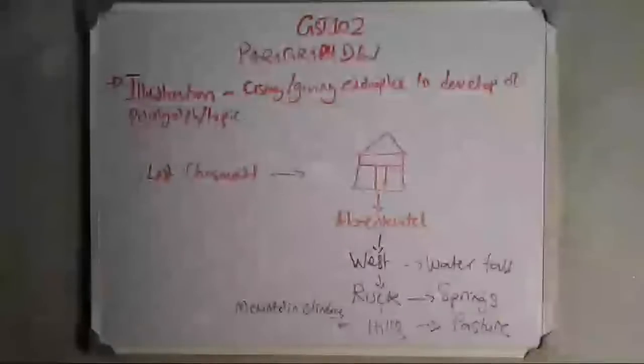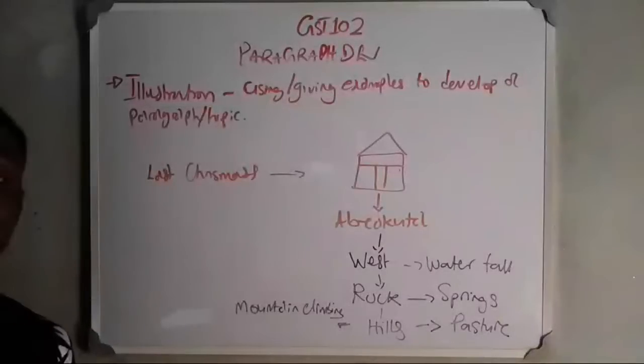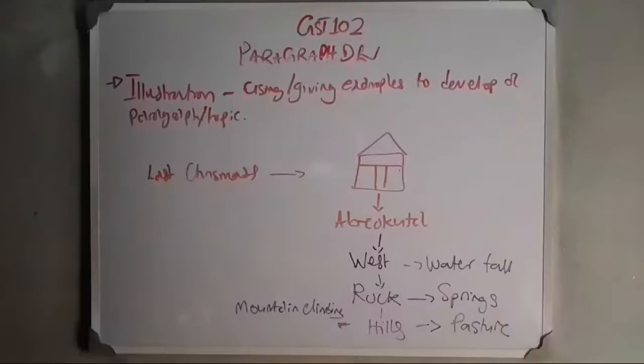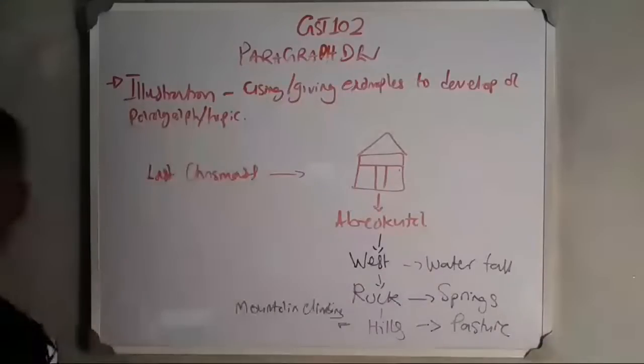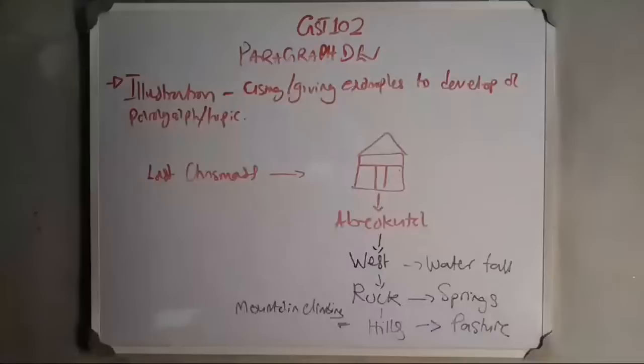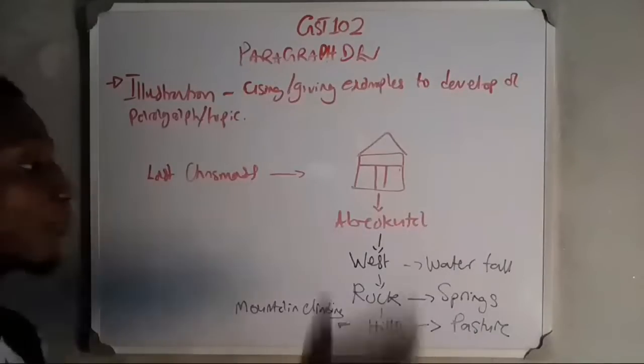Now, it is also said here that when a writer uses example or illustration to develop the topic or the paragraph, he is also able to persuade the reader that what he is generalizing about is correct because there are sufficient examples to support his point.